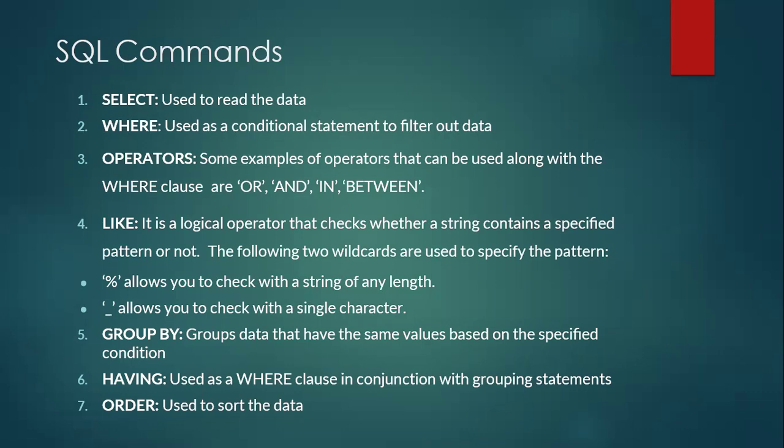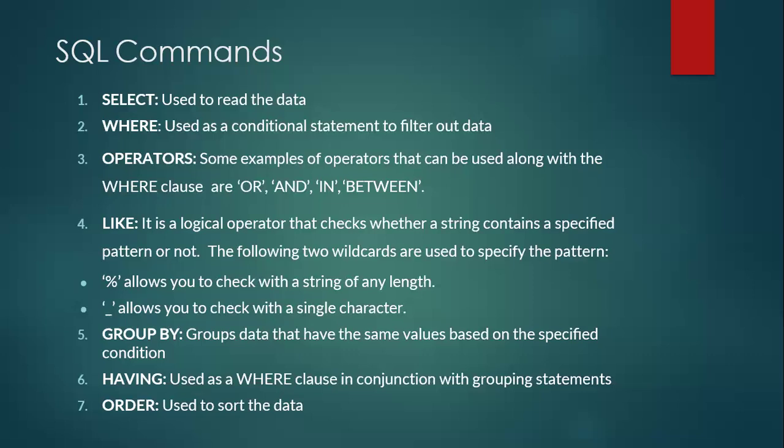Basically, these are the operators which can be used along with the where clause. Then the like. Like is a logical operator that checks whether a string contains a specified pattern or not. So mainly it will search the pattern that you are trying to find. The following two wildcards are used to specify the pattern. Percentage allows you to check with a string of any length, and the underscore allows you to check with a single character. We will use all these commands in our MySQL software. For now, just understand the purpose of using it.